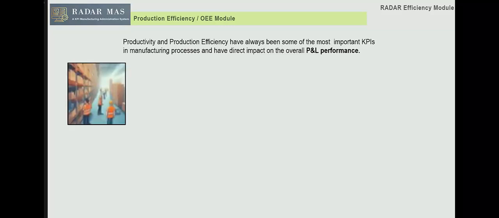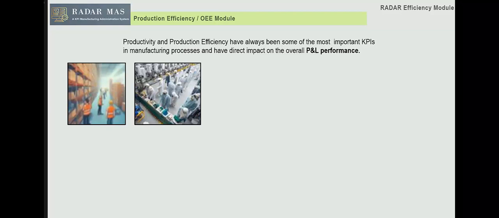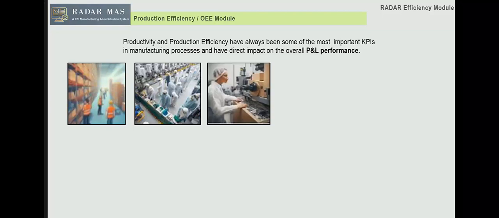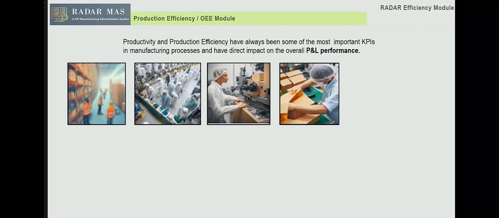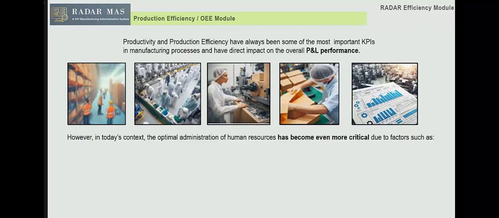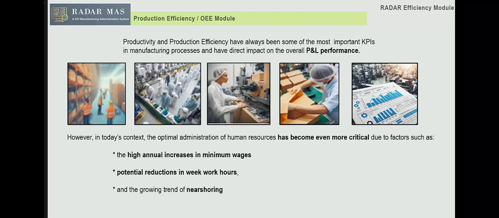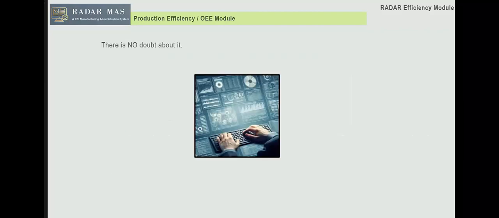Productivity and production efficiency have always been some of the most important KPIs in manufacturing processes and have direct impact on the overall P&L performance. However, in today's context, the optimal administration of human resources has become even more critical due to factors such as the high annual increases in minimum wages, potential reductions in weekly work hours, and the growing trend of nearshoring.